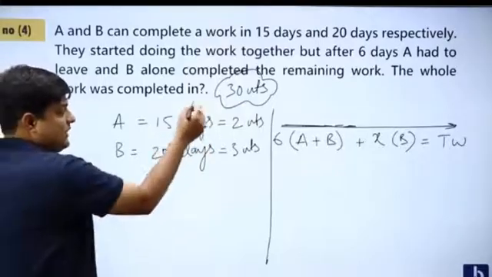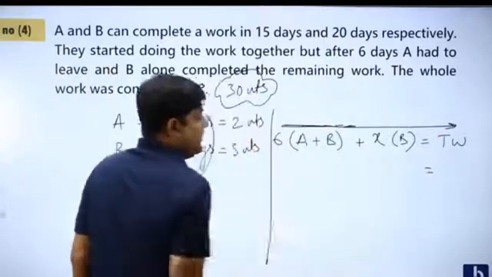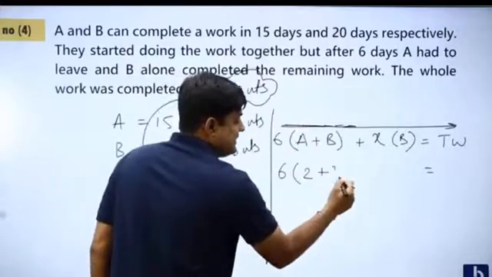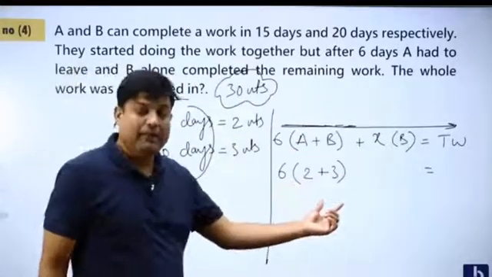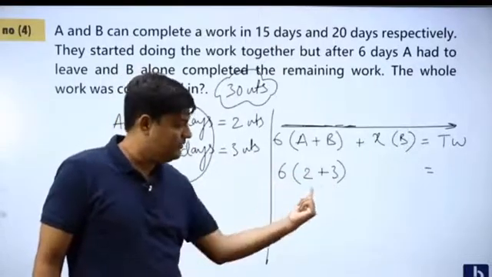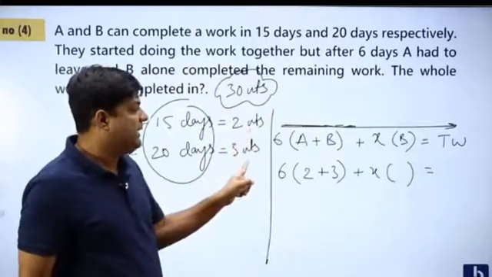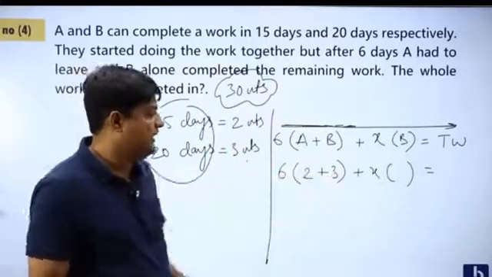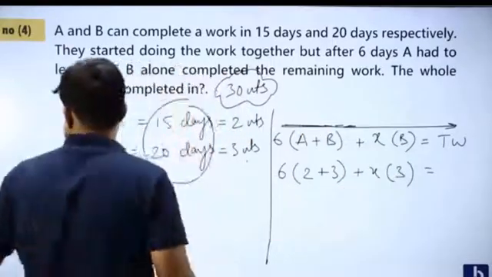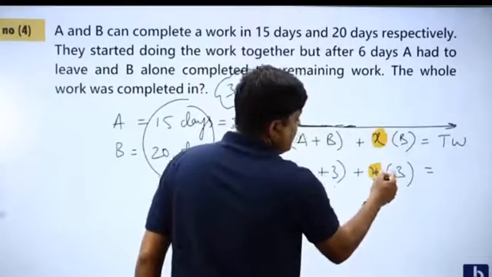Never ever substitute the days here. Always substitute the work, because we need to reach the total work. Now A's 1 day work is 2. B's 1 day work is 3. So 2 plus 3 is 5. But are they working for 1 day, 2, 3, 4, 5 or 6? 6 days they have done this work. Plus, now who is not available? A is not available. B is available. So B's 1 day work is 3. But he has to work 1 day, 2 days, I don't know. Let it be X days he is working. I have no idea how many days he is working. This is what the question is, students.